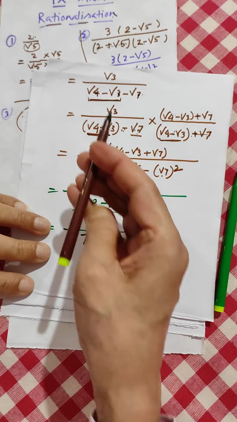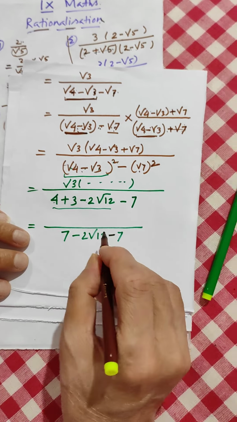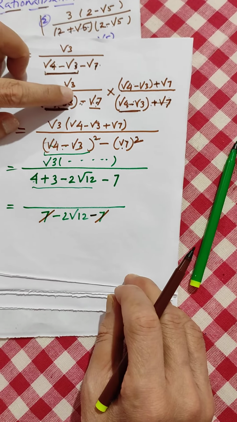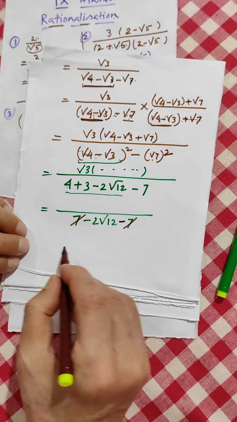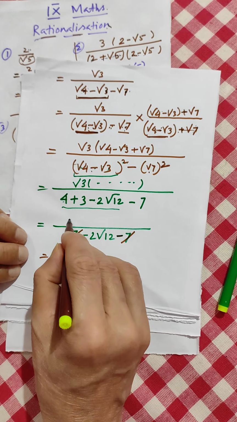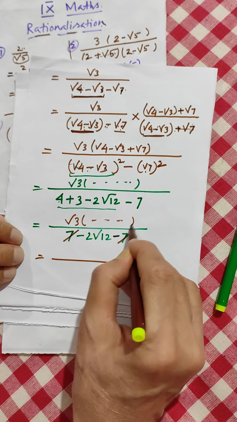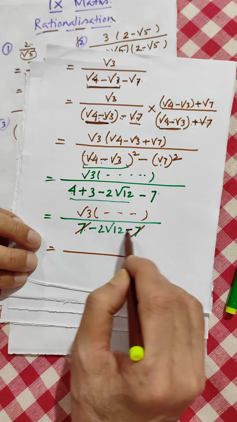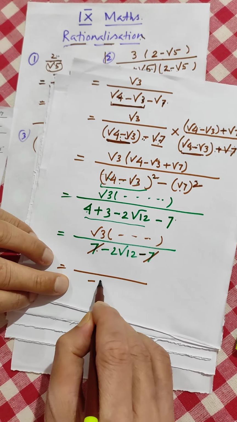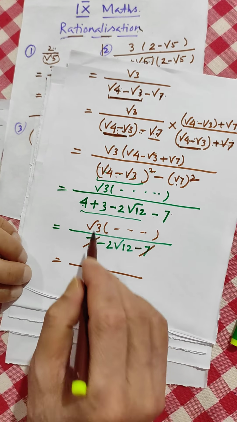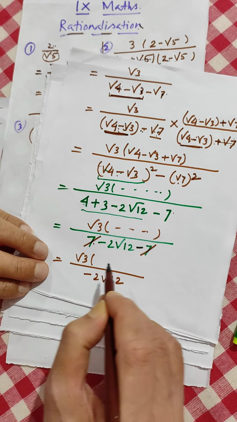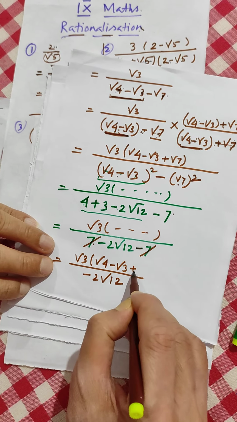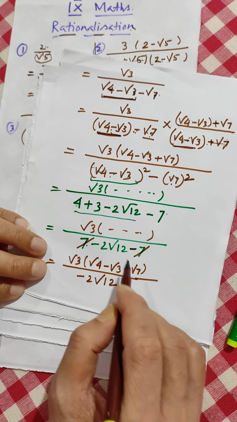So see now, why did we make a group of that? Because now we are able to cancel plus 7 and minus 7. That was the purpose. We made a group of root 4 and root 3, and then 7 separate. Now the numerator remains as it is, unchanged. In the denominator, 4 plus 3 is 7, and with this minus 7, 7 and minus 7 cancel. So what remains? Minus 2 root 12. And what was the numerator? Root 3 into root 4 minus root 3 plus root 7. That was the numerator. It remains unchanged.